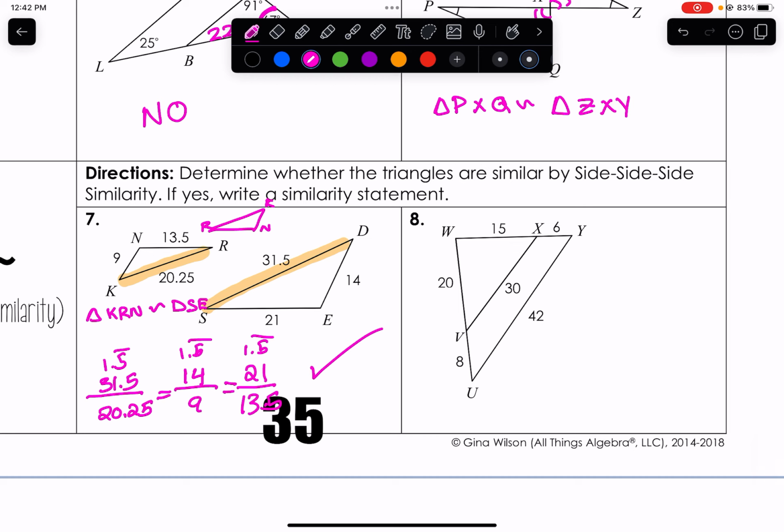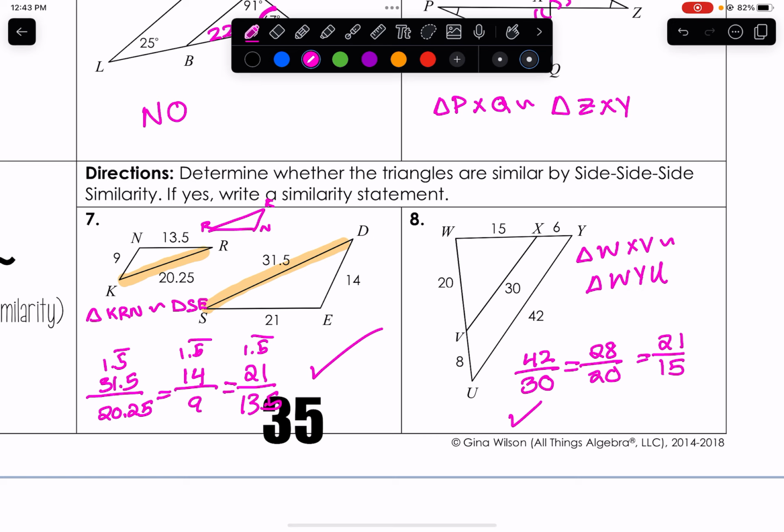Okay, so again, we're going to check 42 over 30 would have to be the same as 28 over 20, which would have to be the same as 21 over 15. So we start checking. 1.4, 1.4, 1.4. So yes, triangle WXV is similar to triangle WYU.